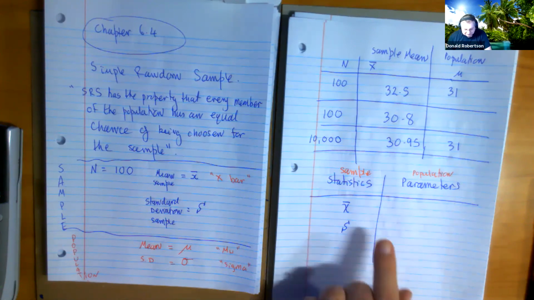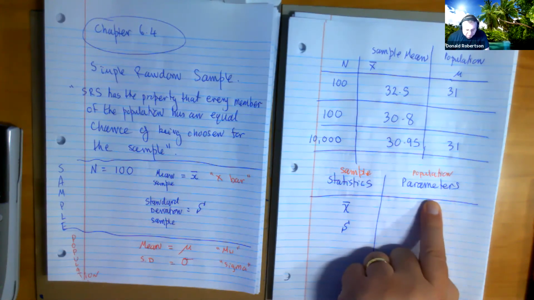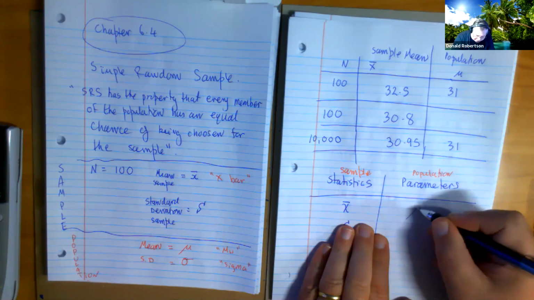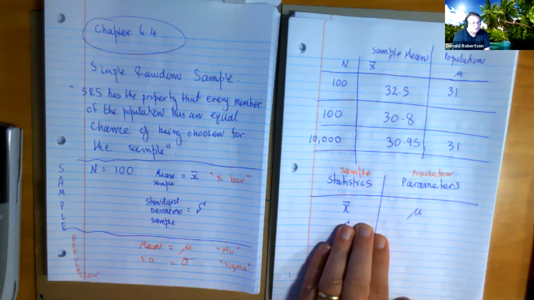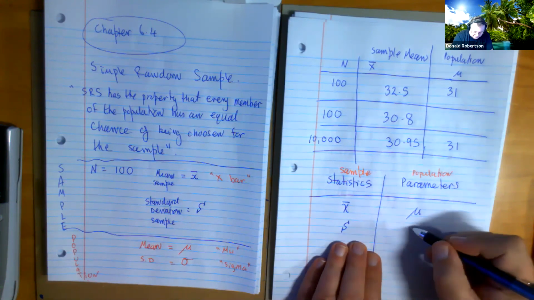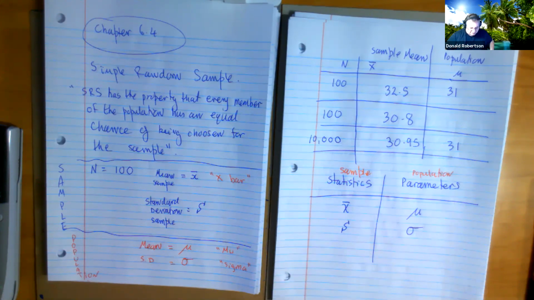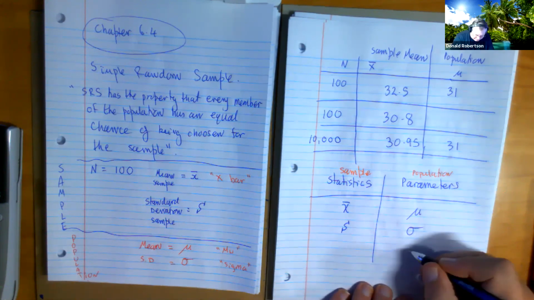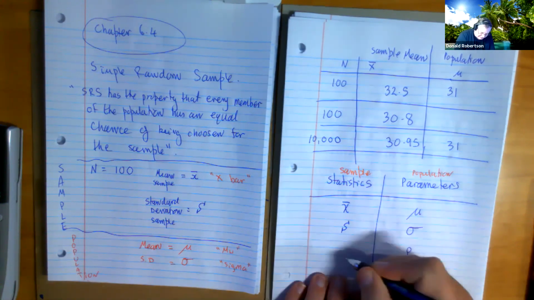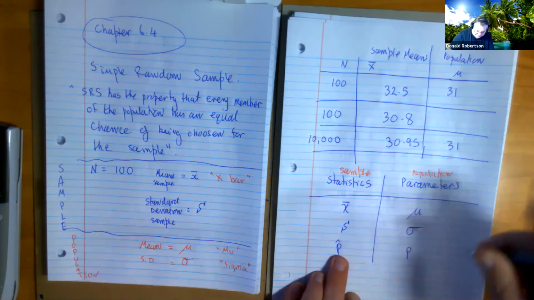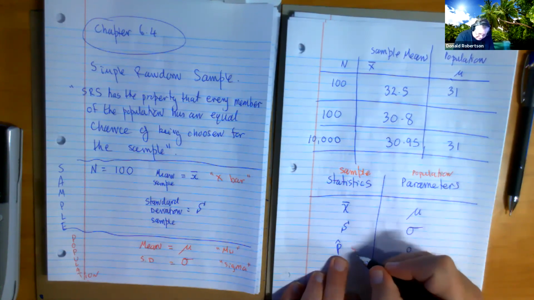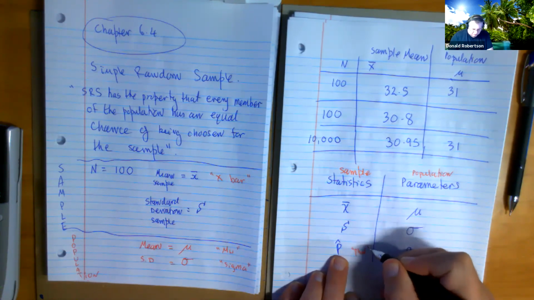What would the population parameters look like? Well, isn't mu, the mean of the population, a population parameter? Isn't sigma a parameter? It's a population standard deviation. Now, there's one that we haven't done yet, but I'm putting it in. And it's called P, and this guy here, we call him P hat, because he's got a little hat on, right?